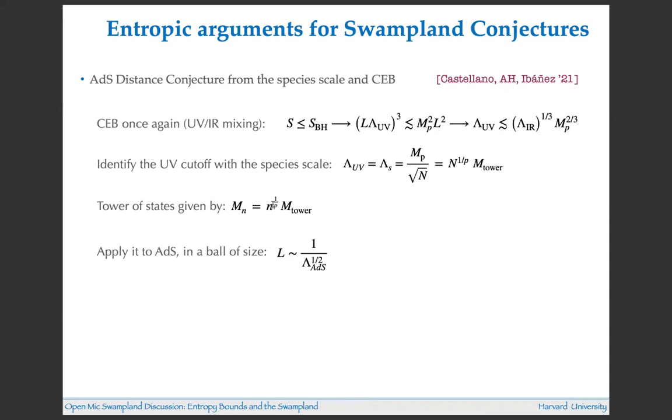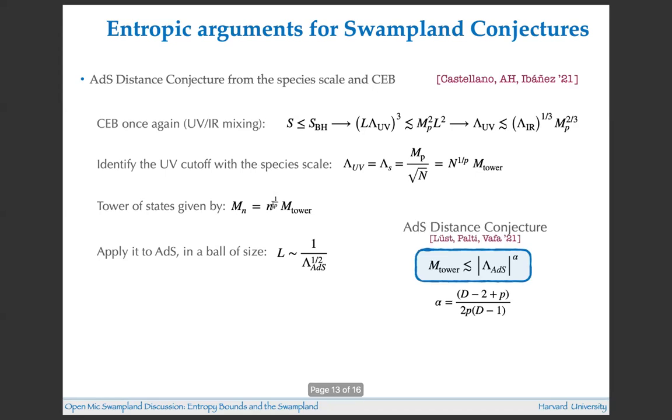And then what one can do is apply this to AdS, in particular to a surface in AdS of length the AdS radius. What one gets is precisely this inequality, which is morally the AdS distance conjecture, in the sense that if we have a family of vacua and we make the cosmological constant go to zero, basically one gets that the mass scale of the tower has to go to zero as well, where this alpha is just a positive number that only depends on the dimension and on the characteristics of the tower.